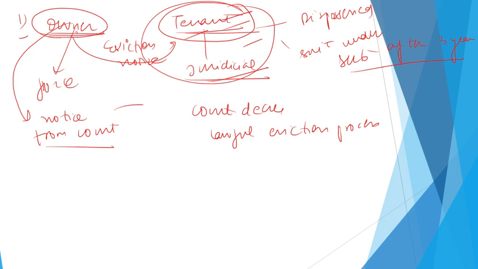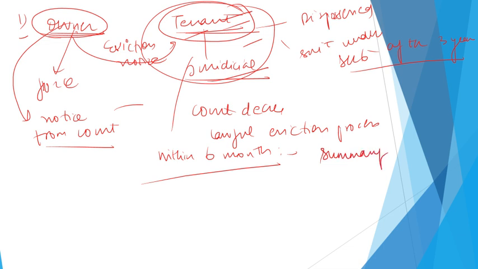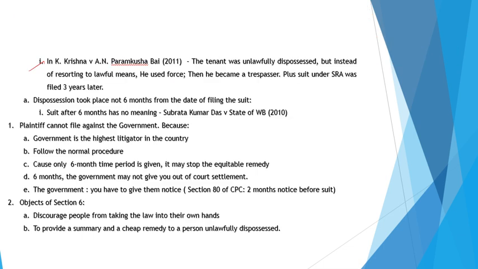But what is the requirement? The requirement is that within 6 months you need to file the suit, because you need to keep on remembering the purpose why we have section 6. Section 6 is for the summary trial, so that you can provide an immediate remedy. After 3 years you are filing the suit, then that suit cannot be filed under SRA.